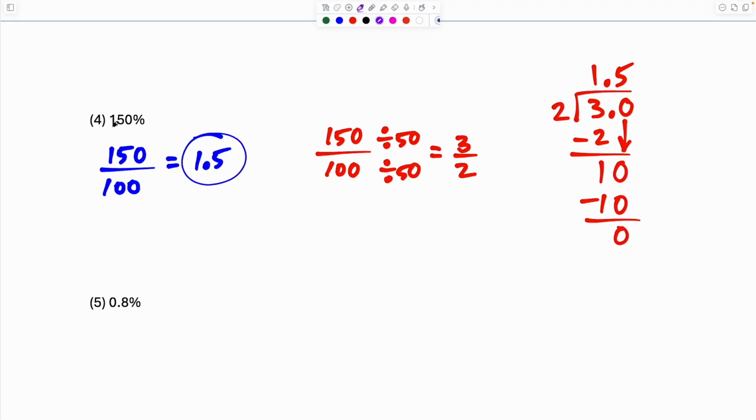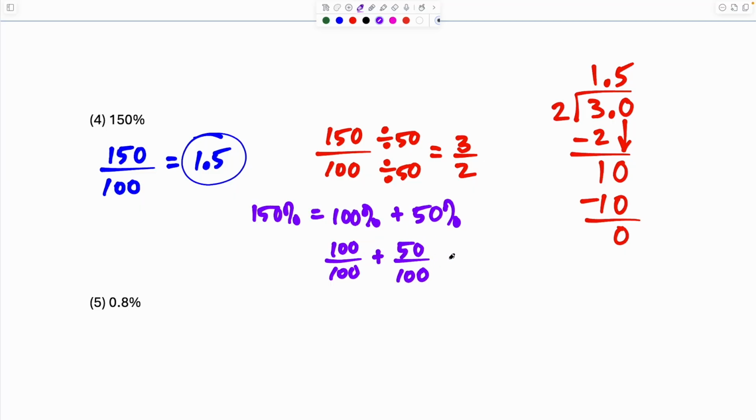A third way to see this when we go past 100% is we could also say that 150% is the same thing as 100% plus 50%. And then 100% is the same thing as 100 out of 100, plus 50% is the same thing as 50 out of 100. And now this, I could say 100 divided by 100 is 1, plus 50 out of 100, or 50 hundredths, is the same thing as 0.50, which also gives us, I'll just write over here, 1.50, which is equivalent to 1.5.